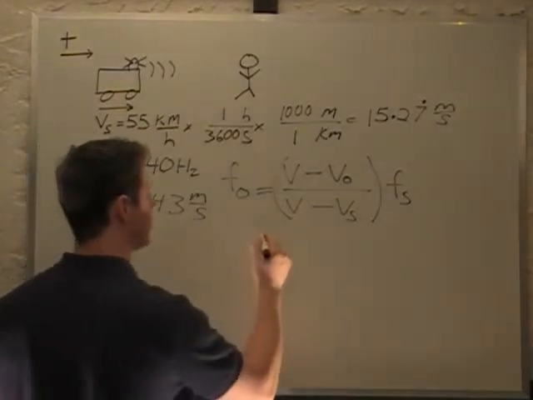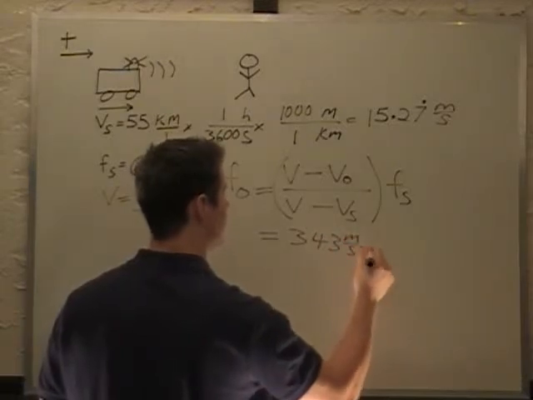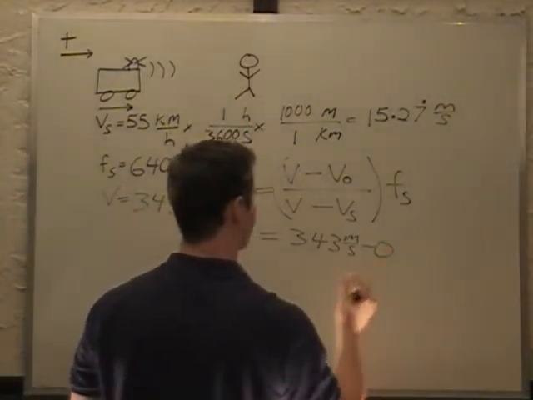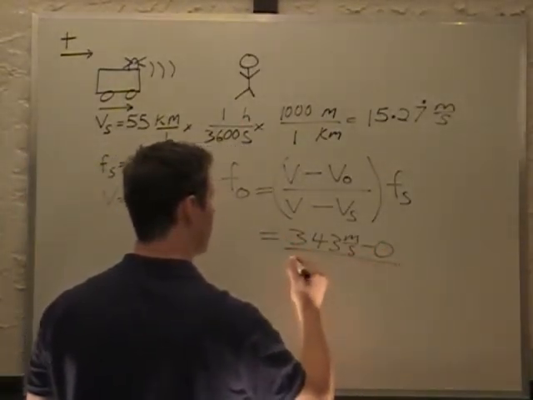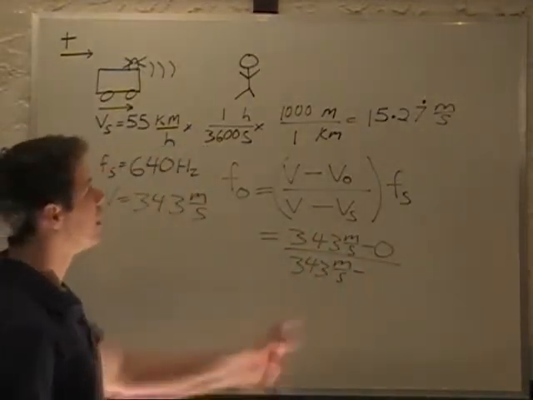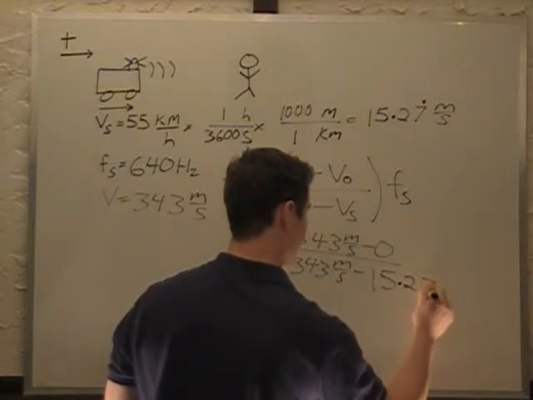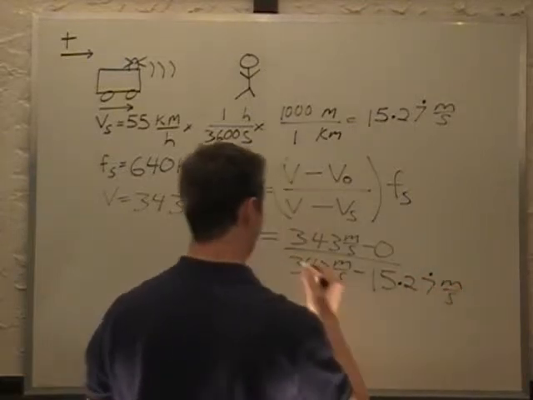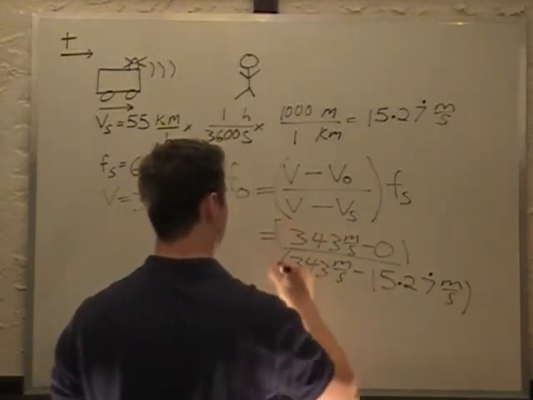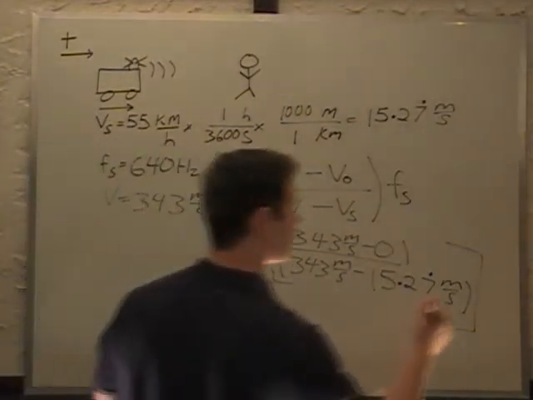Okay, so we plug in what we know in here. 343 meters per second minus our observer velocity is 0. He's not moving. So we put in 0, divided by 343 meters per second minus our source velocity, which is 15.27 meters per second. So all of this in brackets multiplied by the source frequency of 640 hertz.